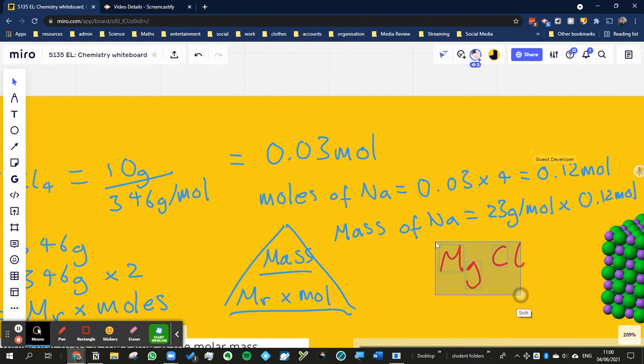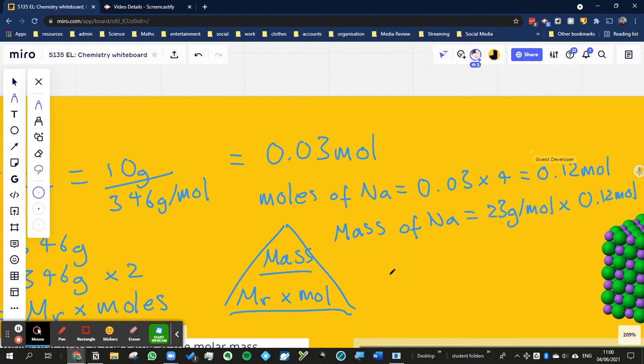Okay, let's just get rid of that. Don't need that. So we do 23 times 0.12, and that gives us 2.76. Providing I've not made any silly mistakes, that should be the answer, 2.76 grams.